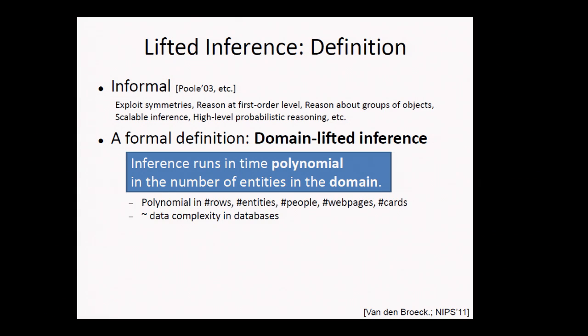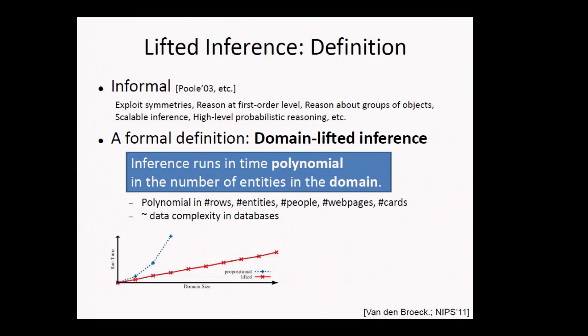It means that in the examples I showed you before, you might have a social network, and you want to be polynomial in the number of people in your network. You want to be polynomial in the number of web pages in your hyperlink graph. You want to be polynomial in the number of cards in your deck, right? These are all of the entities in the domain. And it's something that's very similar to the idea of data complexity in databases.